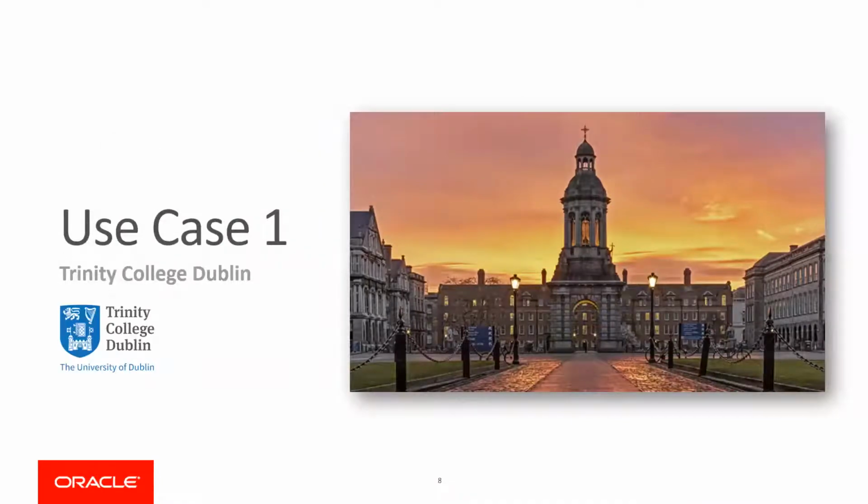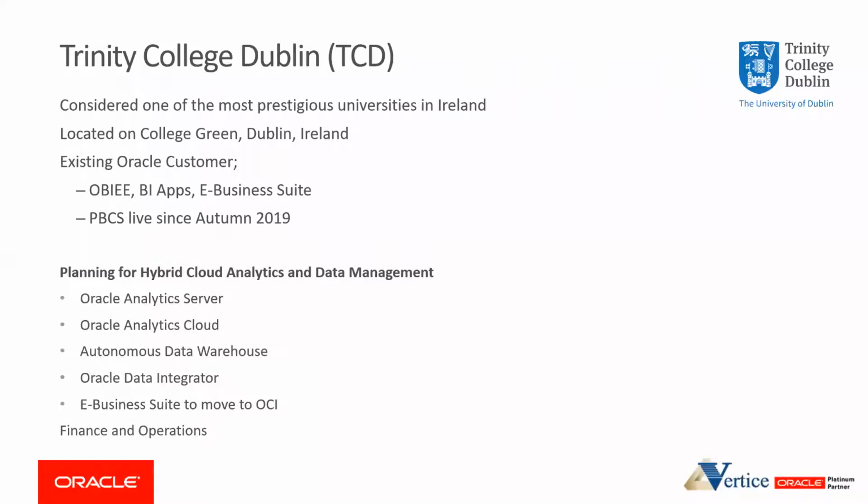First up, we have Trinity College Dublin. Trinity College is widely considered one of the most prestigious universities in Ireland, and if you look up Trinity on Google, you'll see why. You'll see some really impressive buildings dating back to the late 1500s when it was established, and the university now occupies 47 acres of land, so quite impressive.